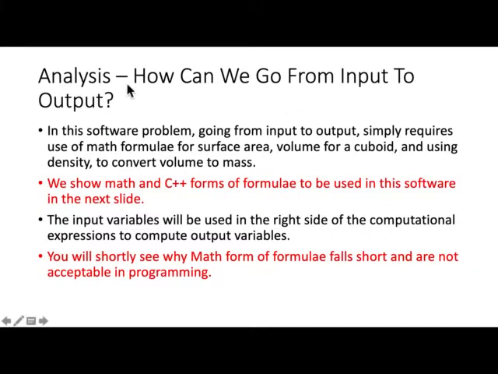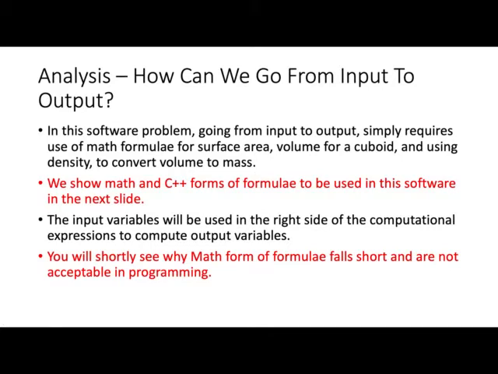Okay, analysis. Analysis basically, how can we go from input to output? That's analysis. In this software problem, going from input to output simply requires use of the math formula for surface area and volume for a cuboid and using density to convert volume to mass.